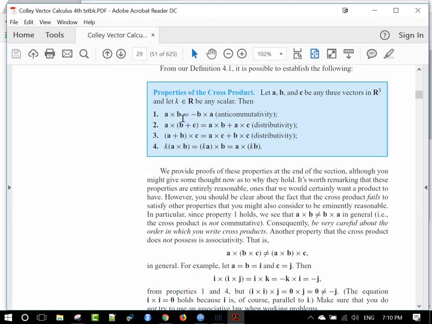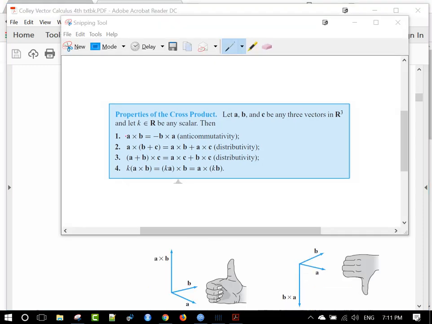Okay, let's look at a proof of this one. So we want to show that A cross B is equal to minus B cross A.